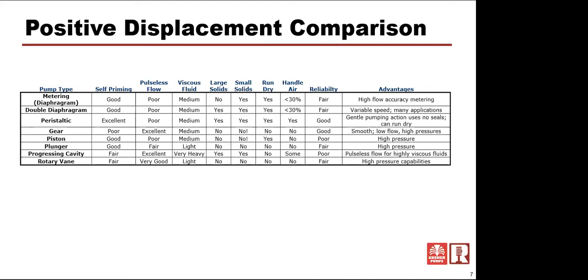This is a quick overview of positive displacements and how they function under different constraints. In other words, do they handle solids, small solids, large solids? Is there a pulse to their flow? For instance, on a gear pump, there's generally a very low pulse to their flow, but on a piston pump, there's a very high pulse in that flow. In other words, flow moves and then it stops, and then it moves and it stops, rather than being a continuous flow. So this is a good comparison.